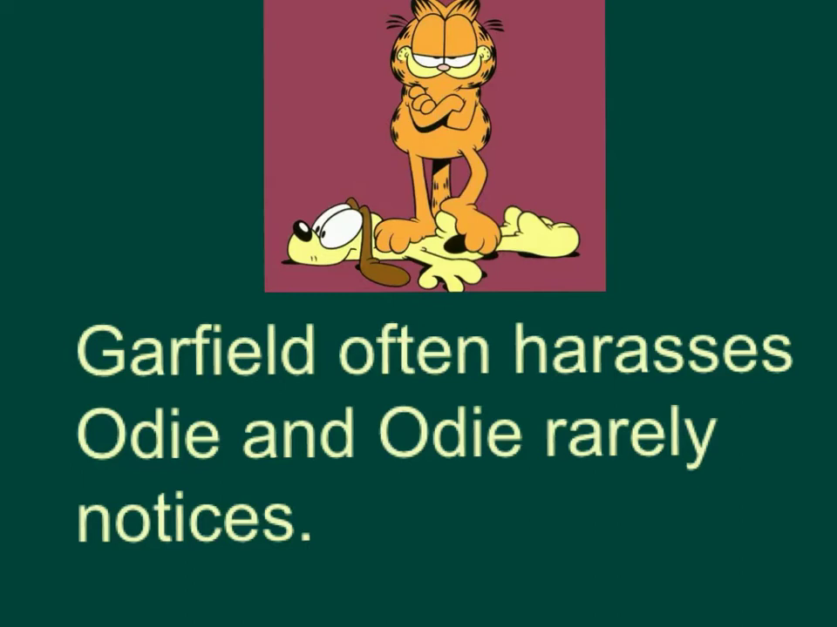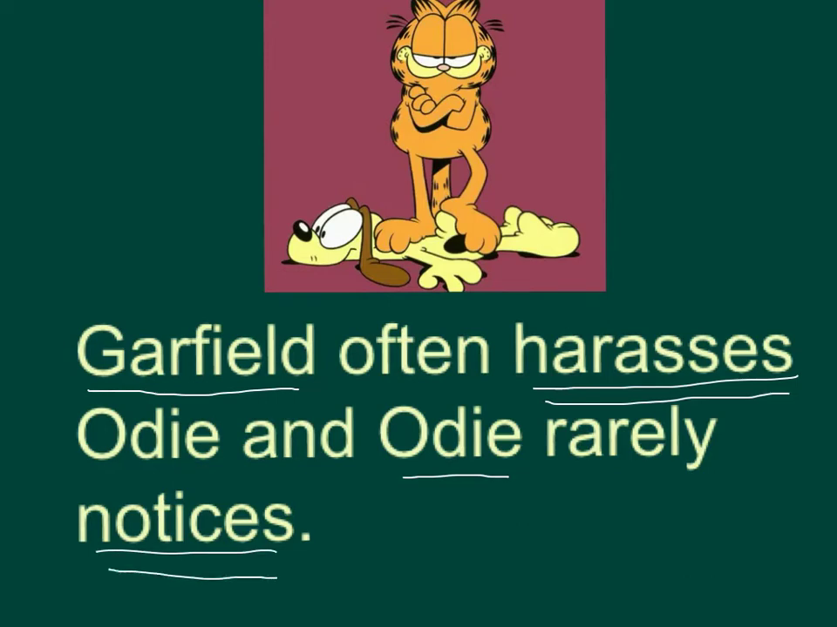This is a sample compound sentence. Garfield often harasses Odie, and Odie rarely notices. If we identify the subject, Garfield, and the verb, harasses, and then the second subject and verb in the second half, Odie notices, we can tell where the comma goes by looking for the conjunction, which happens to be and. So we're going to circle that, and then we want to add our comma before the conjunction, which goes right here. So by identifying that keyword, we know where the comma goes.